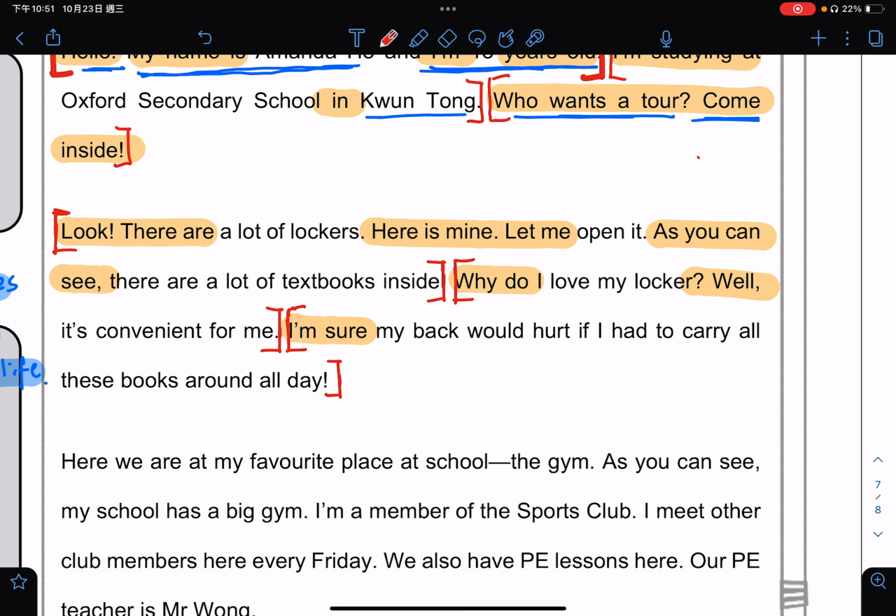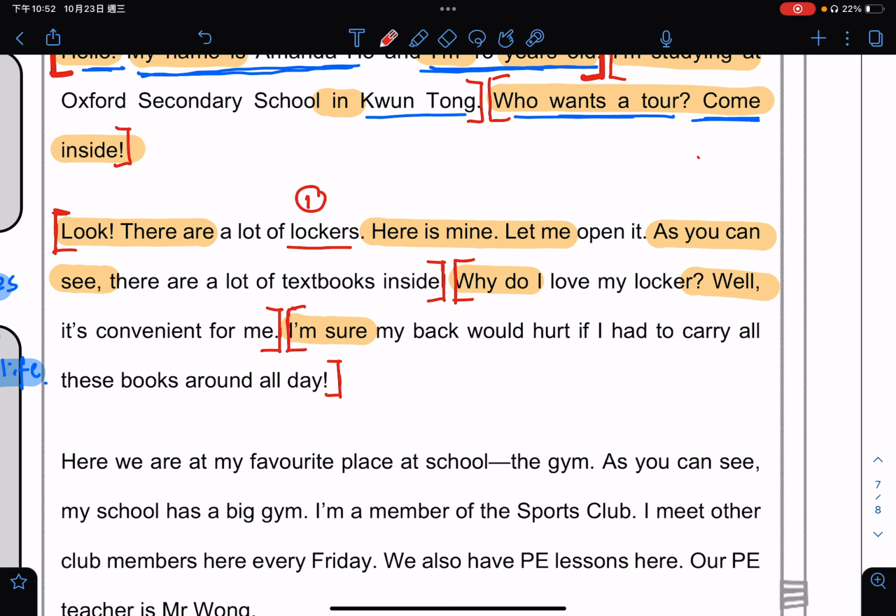Step number one, we talk about the school facility. This time the school facility is lockers. So we will begin with the sentence, look, pointing to the locker, telling the readers, there are lockers. And if you talk about one facility, we don't use there are, we use there is.